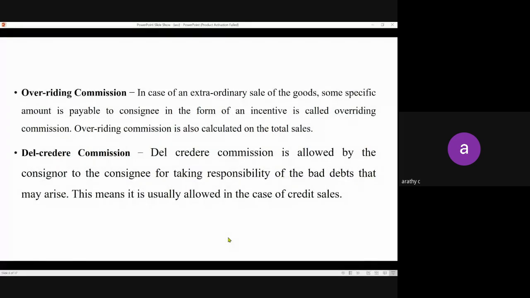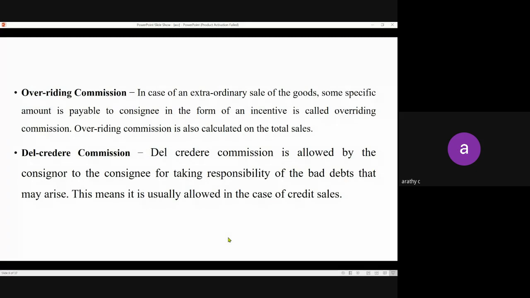And then next is overriding commission. It is also called incentive. It is in the form of incentives because it is given for an extraordinary sale of goods. Some specific amount payable to the consignee in the form of incentive is called overriding commission. It is also calculated on the basis of total sales.